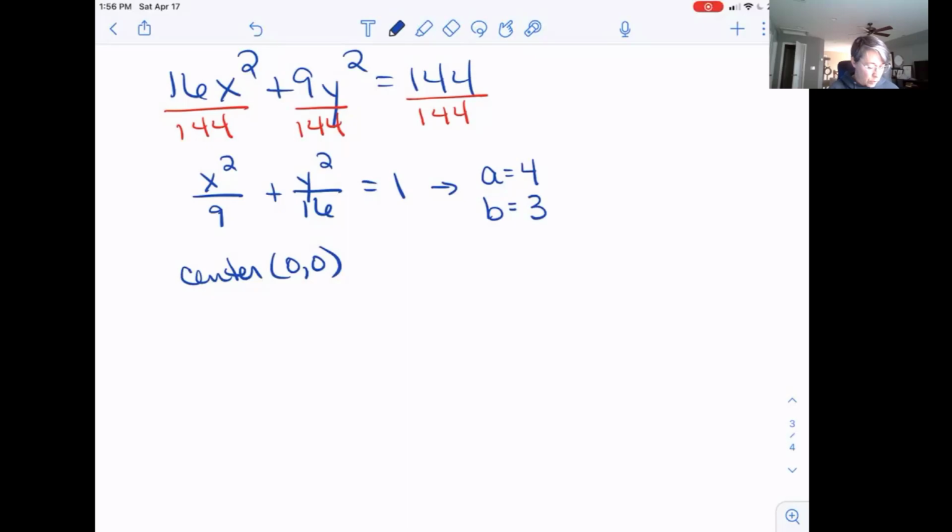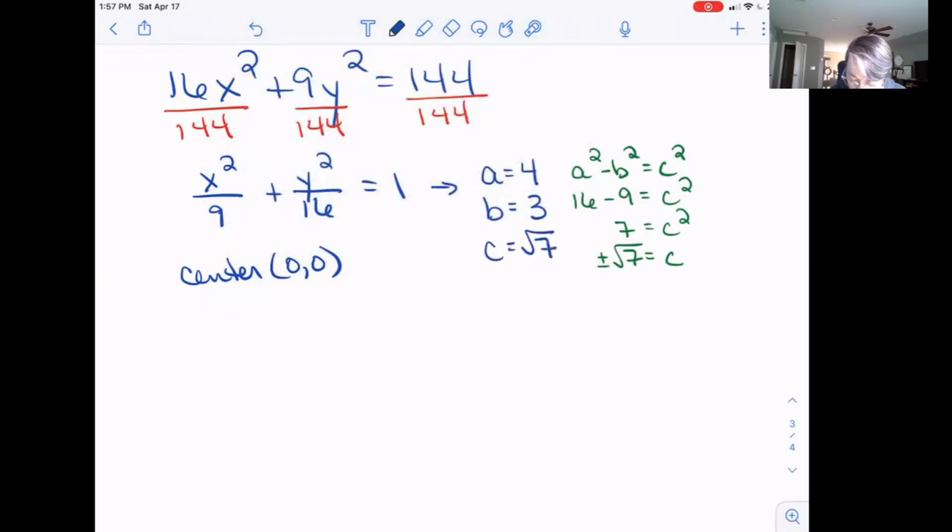So we can take a squared minus b squared equaling c squared. So 16 minus 9 equals c squared. So 7 equals c squared. So c equals plus or minus square root of 7. But again, c is a distance. So we're going to say c is the square root of 7.